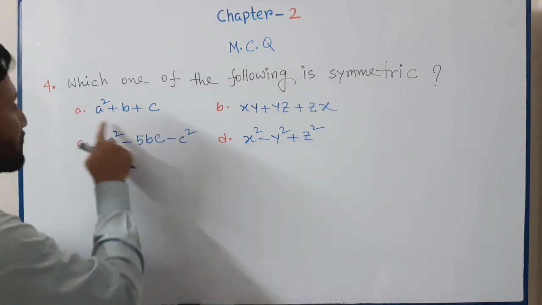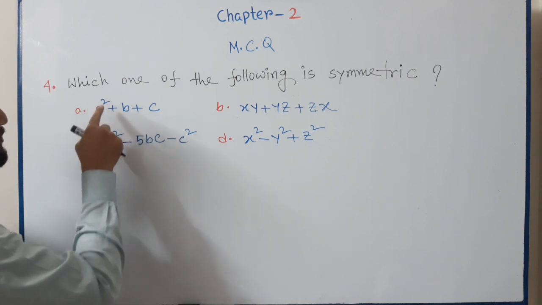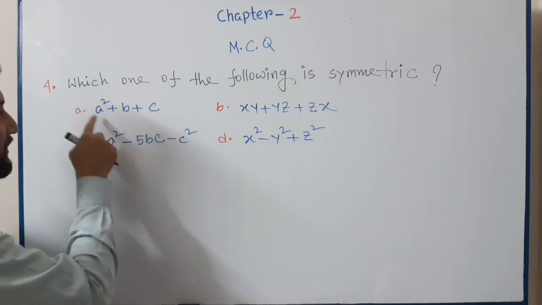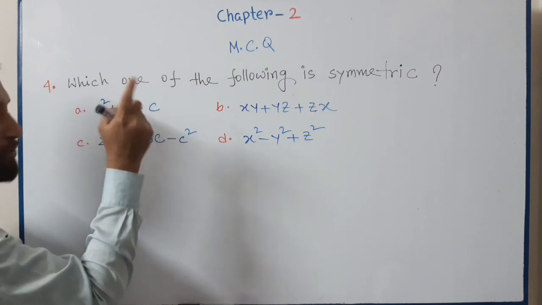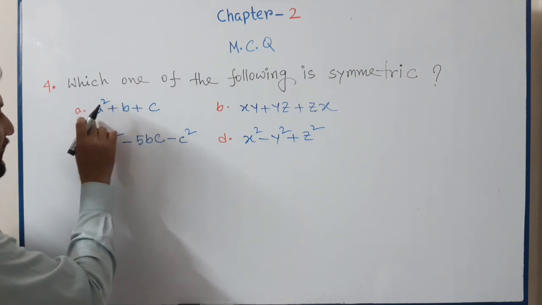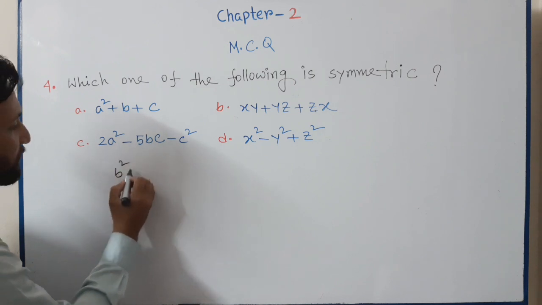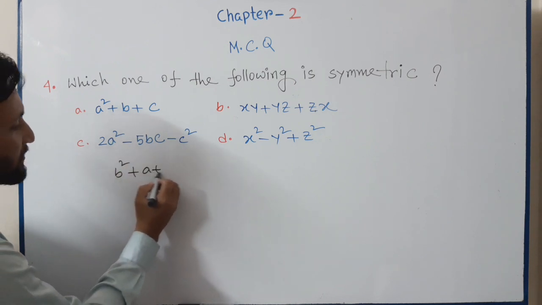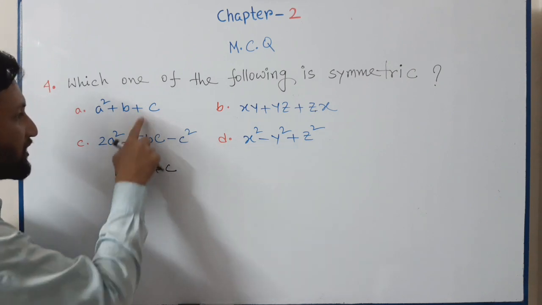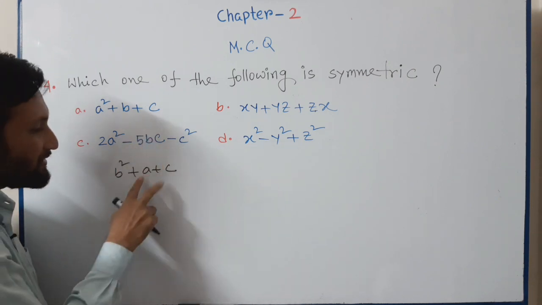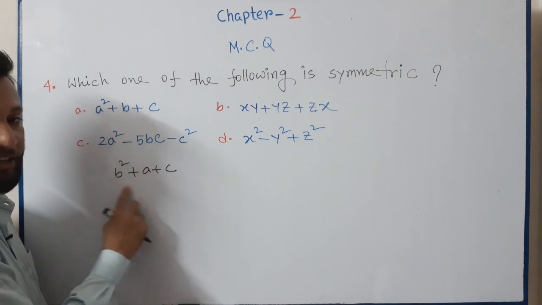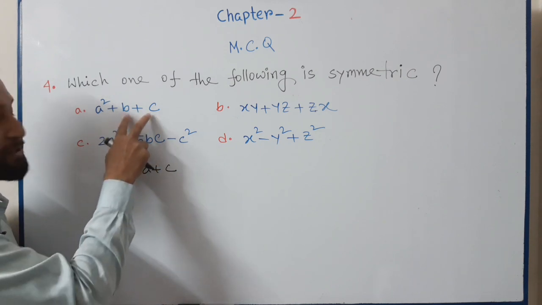Okay, now first option, see the expression a square plus b plus c. If we interchange any two variables, what will happen? If we replace a with b and b with a, the expression will be b square plus a plus c. These two expressions are not similar, that means it changed by interchanging two variables. So this is not symmetric.